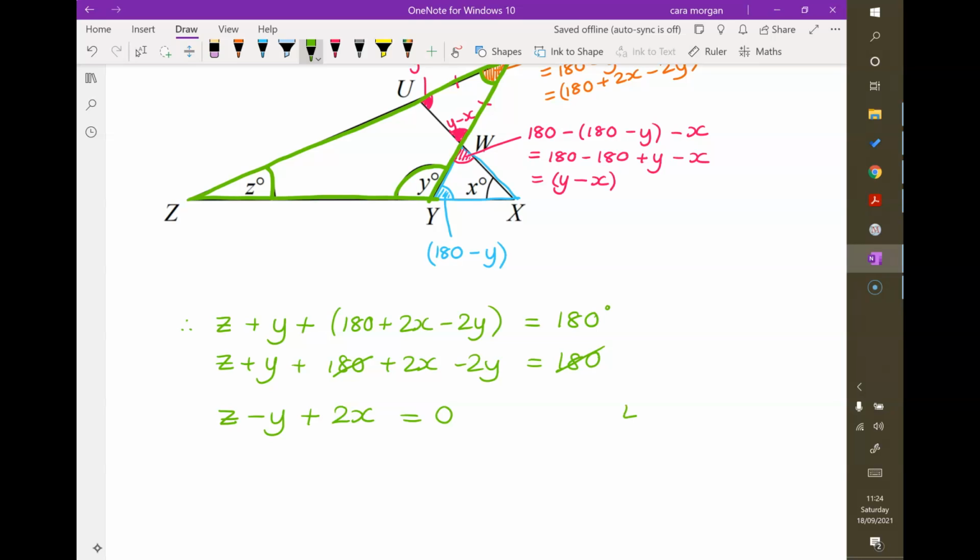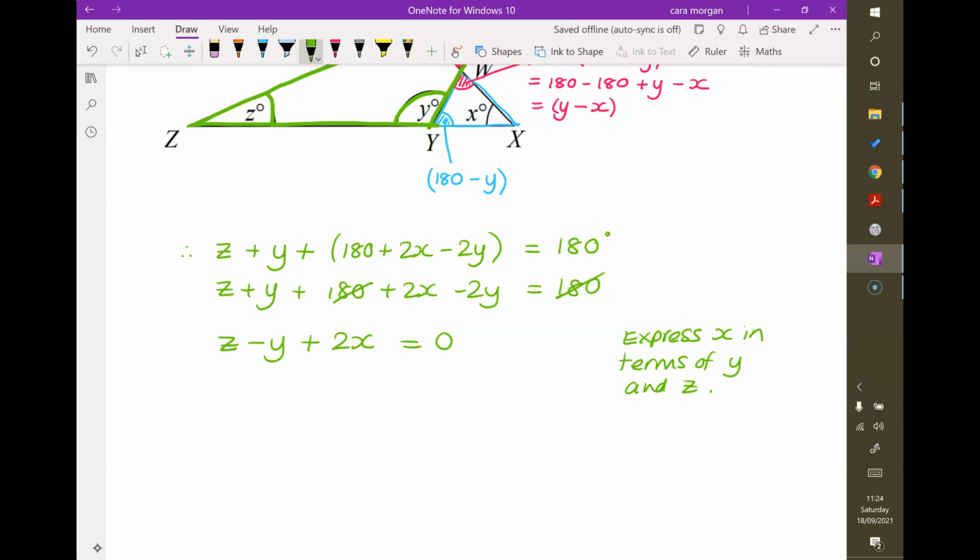Now in the question, it says that I want to express X in terms of Y and Z. So I must remember exactly what I'm trying to do: get X as the subject of this equation. So I've got 2X equals, now I'm going to subtract Z from both sides and add Y to both sides. I end up with 2X is equal to negative Z add Y. I hate writing things like that. I prefer to write the positive term first, so it should be Y subtract Z.